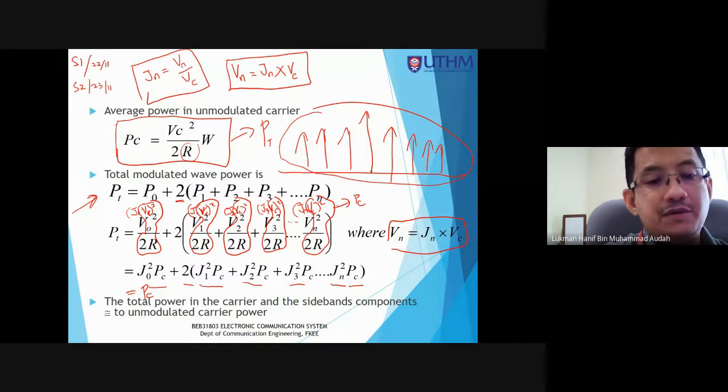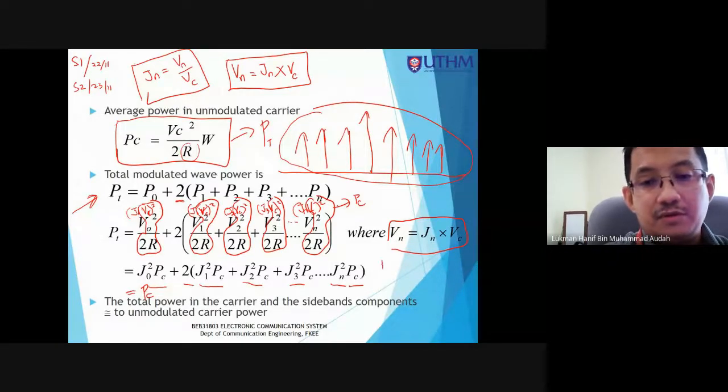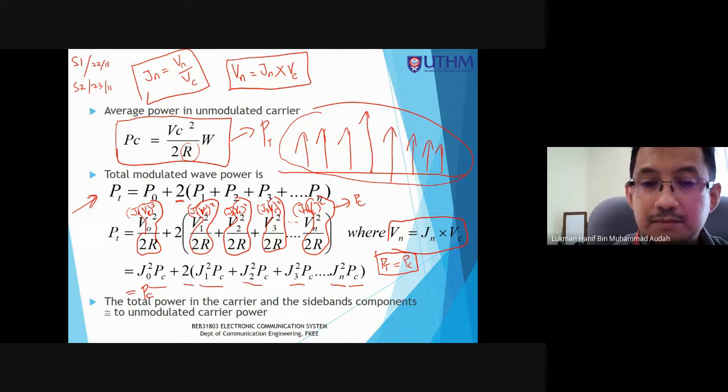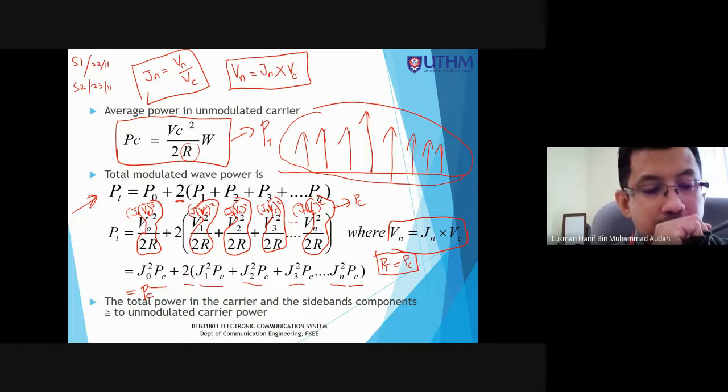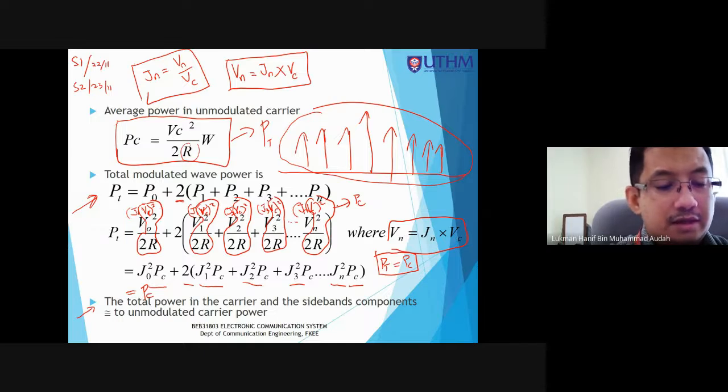Okay. So if you ask me, can I define the total power equal to PC in the exam? Persoalannya, adakah boleh saya buat seperti ini dalam exam? Jawapannya boleh. No problem. Tidak ada masalah. Because theoretically the total power is equal to PC. Of course. And from here, dari sini kita akan lihat this statement.